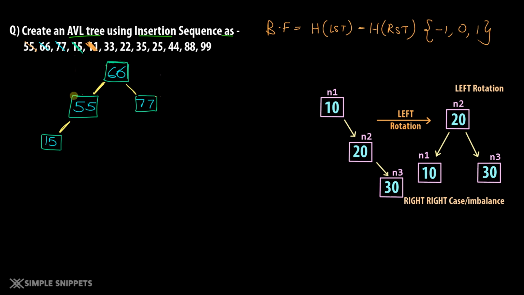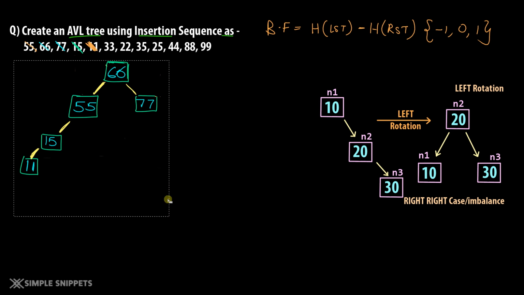11 is smaller than 66, you go to the left. 11 is smaller than 55, you go to the left. 11 is also smaller than 15, so you still go to the left of 15 and add the new node over here. As soon as you add this new node, you can see clearly there is an imbalance now. So again you'll have to calculate the balance factors first.